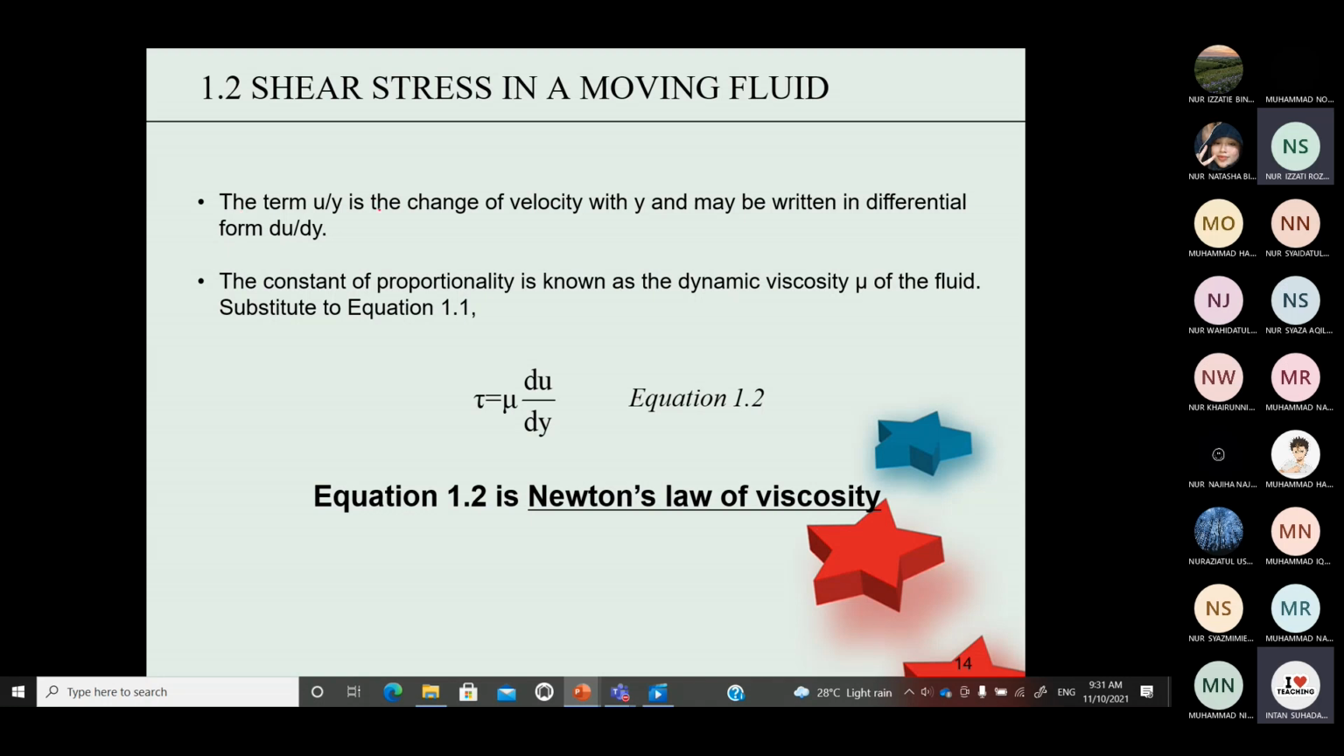So the term u over y is the change of velocity and can also be written in differential. Okay, this one I think you have learned in mathematics, right? So if we say differential, it must have d here. So du over dy. So equation 1.2 is Newton's law of viscosity. Okay, the constant of proportionality is known as the dynamic viscosity of the fluid. So this one, viscosity.